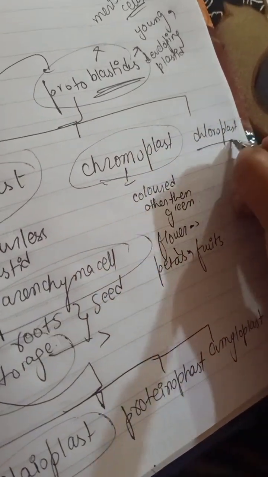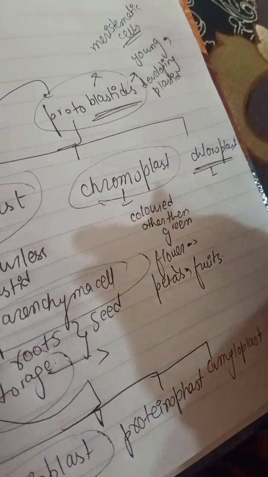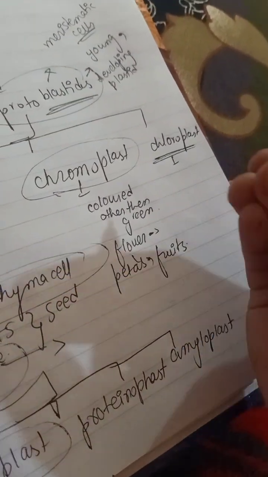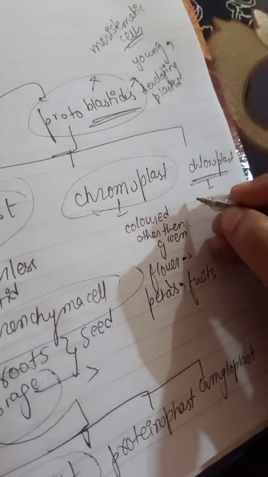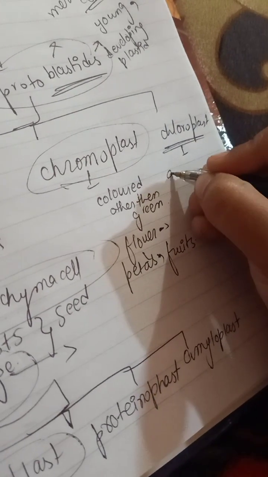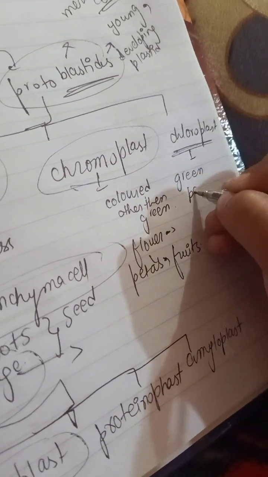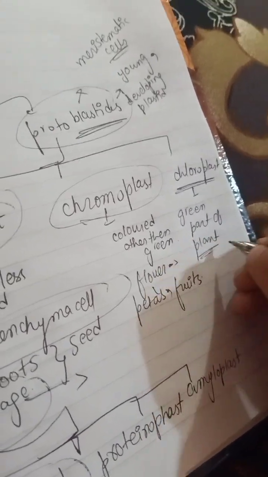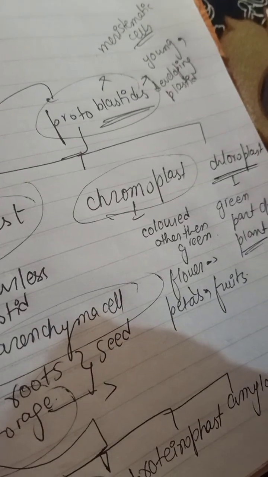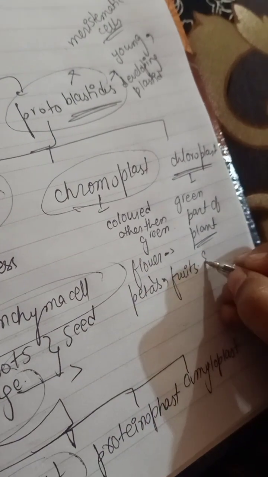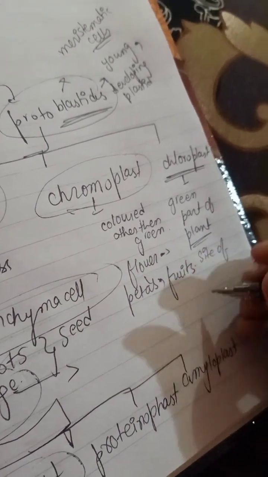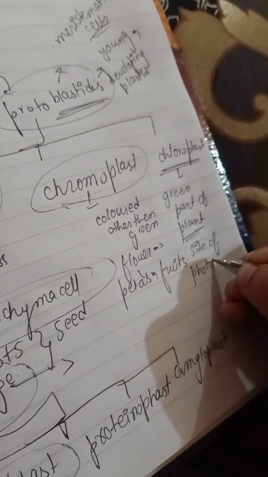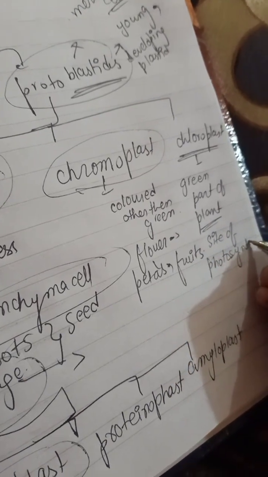Now let's talk about the chloroplast. What is chloroplast? Chloroplast is also a type of proplastid. Chloroplast is basically found only in the green parts of plants, because they have the green pigment. Okay, and they also act as the site of photosynthesis because of the green pigment.